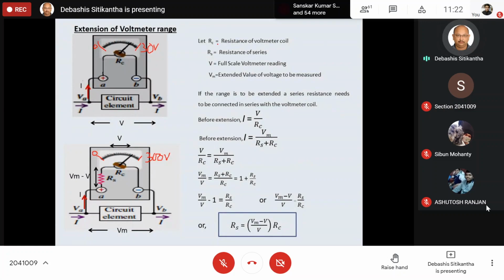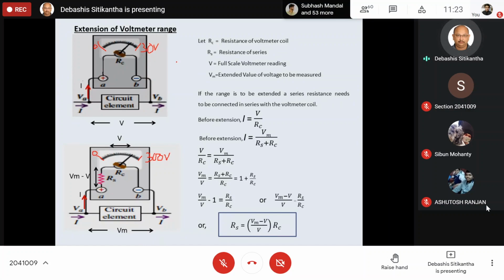Let RC, as usual, be the resistance of the voltmeter coil. Let RS be the resistance of the series resistance that we are going to connect. Now V is the full scale voltmeter reading of the original voltmeter. Vm is the extended value of the voltage that we want to measure. If we want to measure a higher voltage, or extend the maximum range of the voltmeter, then obviously we have to make some arrangement, and the arrangement is that we will connect the resistance RS in series with the voltmeter coil.